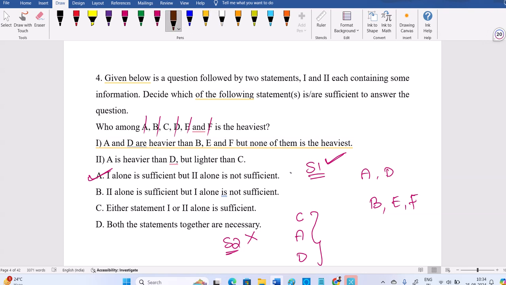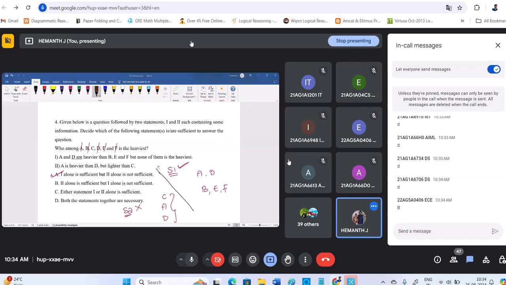If any doubt here, please let me know. One alone you can do here. Check once. Clear? Right. So let's go for the next one.